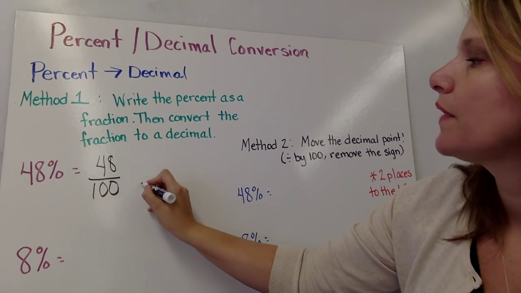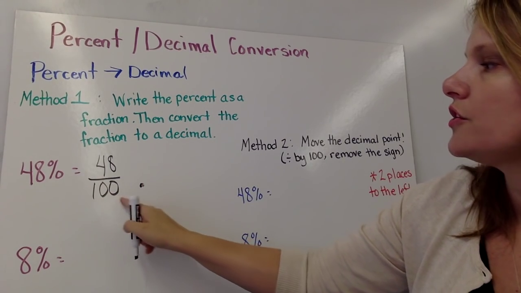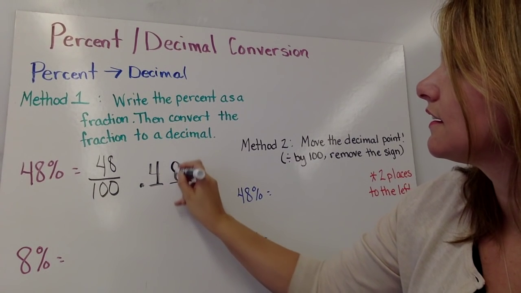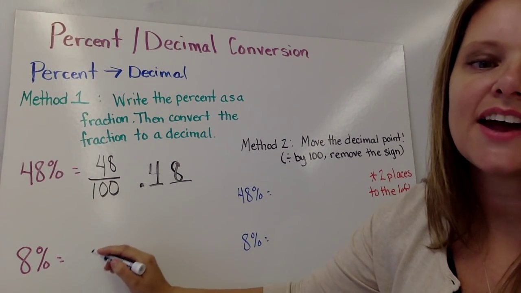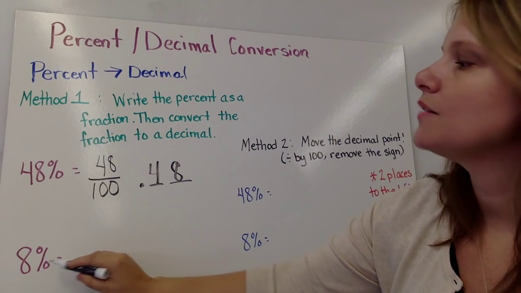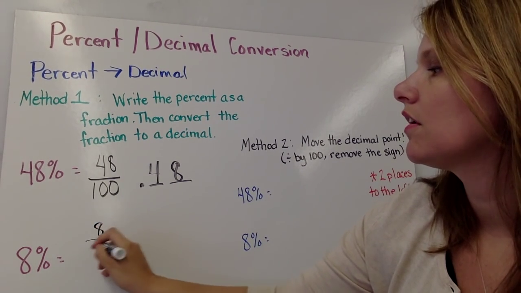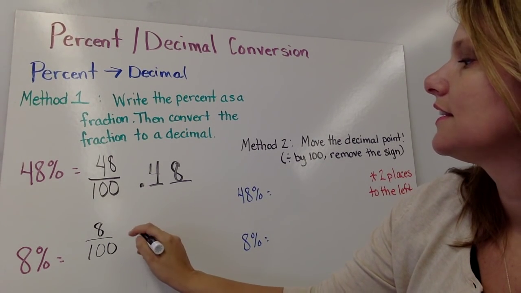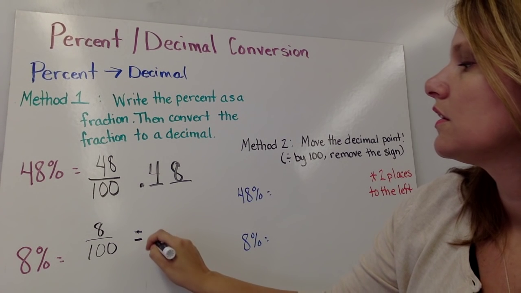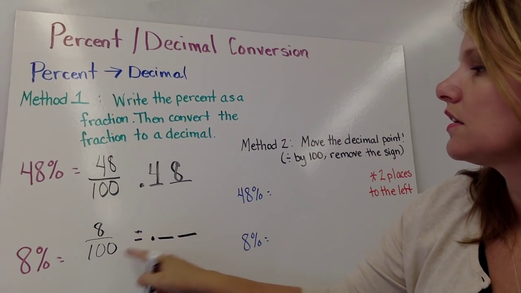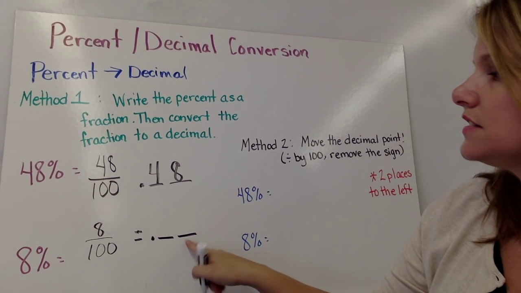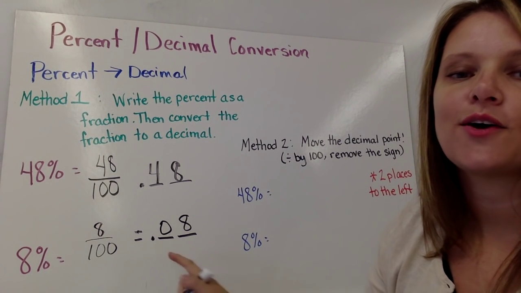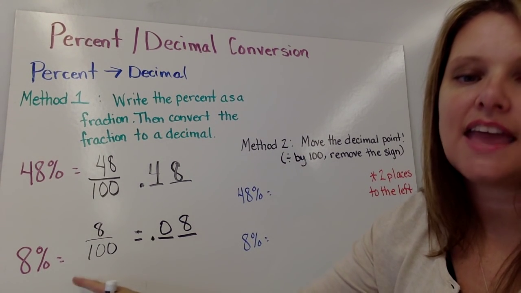Well, remember place value: for hundredths we're going to have 2 spots, tenths, hundredths, 48 hundredths. Okay? Now, we're going to change this one also. So 8%, we put it over 100. Remember, percent's out of 100. 8 hundredths. We're going to change that to a decimal. We have tenths, hundredths. Our last number has to go in the hundredths. And now 0.08 or 8 hundredths is the same thing as 8%.